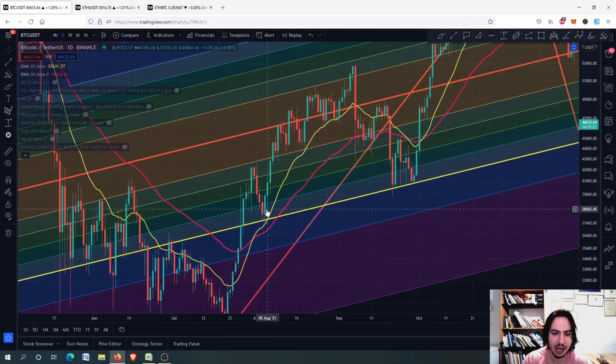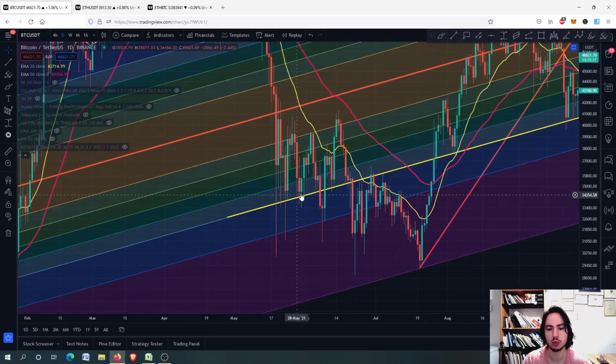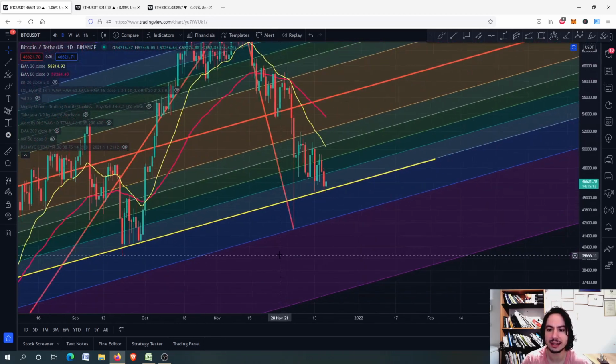Because you can see how many times we bounced back from this line in the history. Here as well on September, here on 4th August, and you can see 27th May and so on. All right, so therefore I think that this is one of the most important support lines.